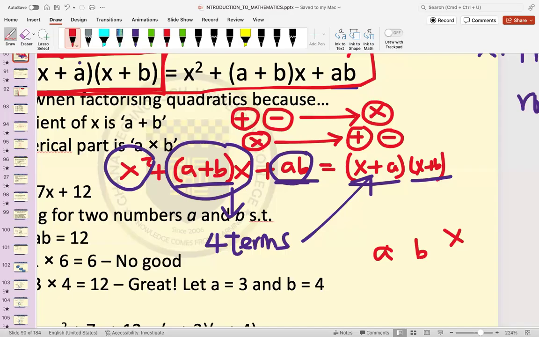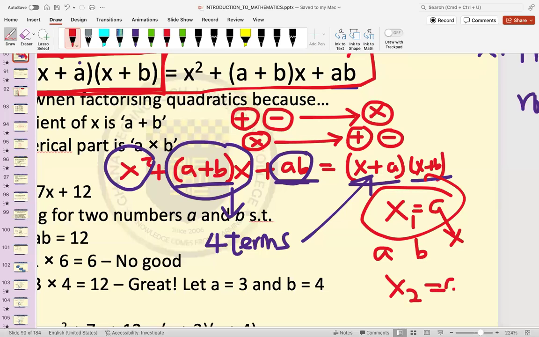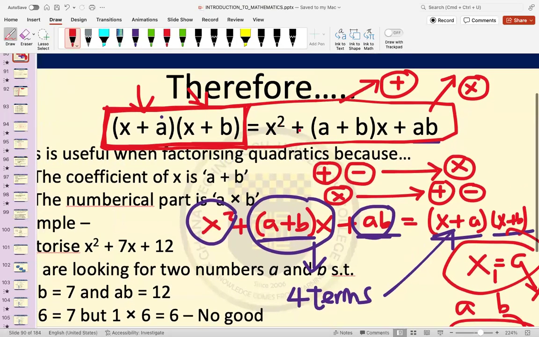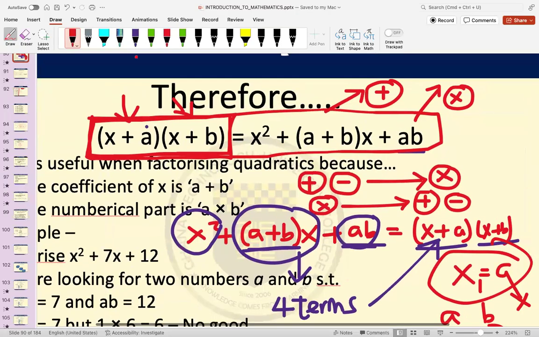So I was saying that the two answers you are likely to get: x will be equal to x1. We get two answers. X1 is equal to a, and then x2 is also equal to a. How do we get them? If I use this one to explain to you, it looks so complex.